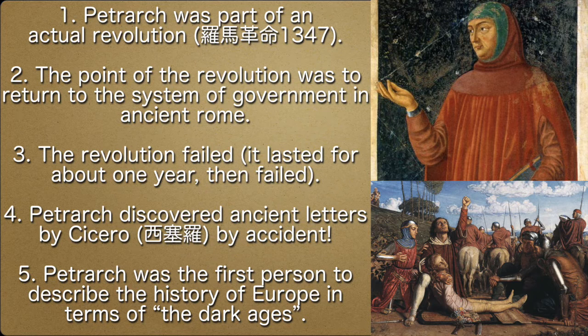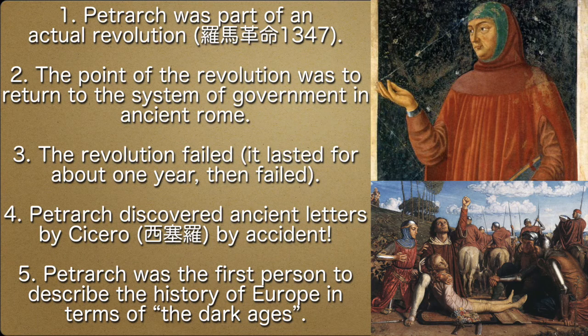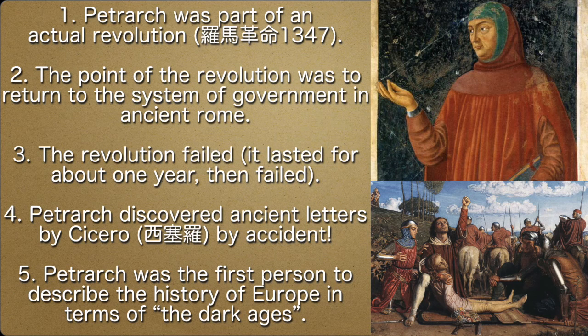And this man, Petrarch, he was a poet. He goes to the library a lot, and just by luck, just by accident, at the library, he finds an ancient book. He finds a book more than 1,000 years old, and nobody had read this book before. So he becomes famous because he found this book. So I can tell you more about this book. Petrarch is also the first person to describe the history of Europe in terms of the Dark Ages. So this is very important.